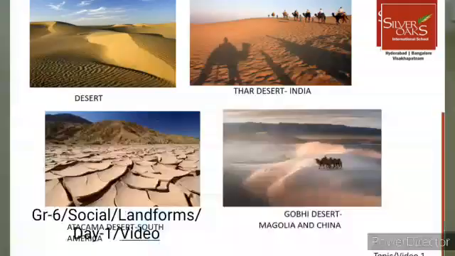Another feature of desert is they have either rocky or sandy surface. Not all deserts are sandy. Some of them are rocky as well. Okay, so Tibetan plateau is a rocky surface. Just now we read about plateau, so it's a rocky surface, whereas the Thar Desert is a sandy desert. Atacama Desert in South America is the world's driest desert. Not a single raindrop falls there.